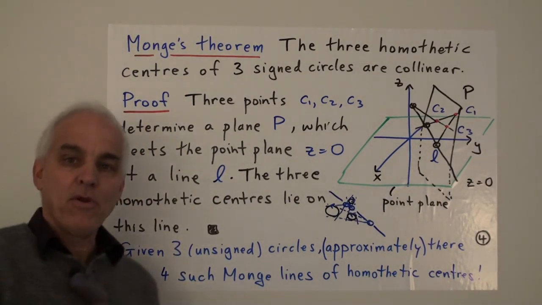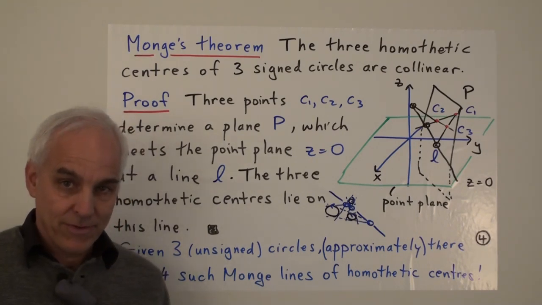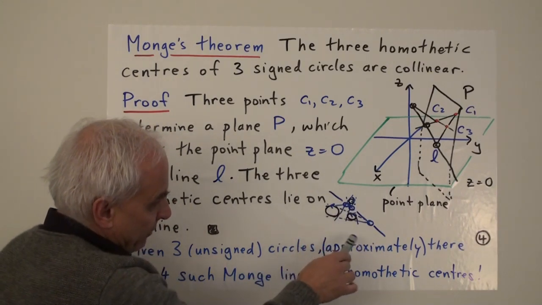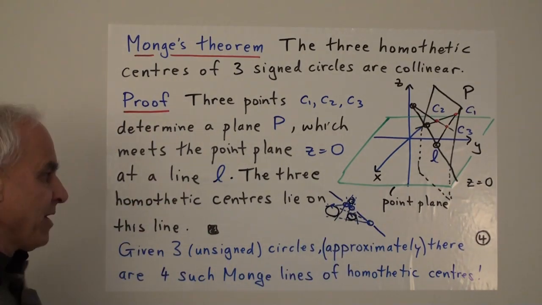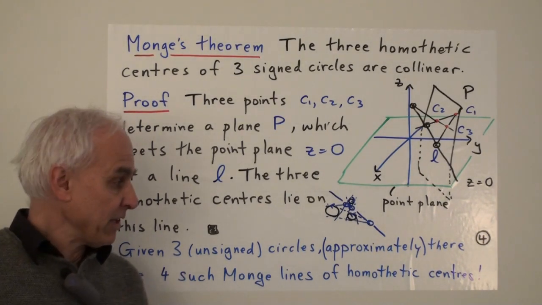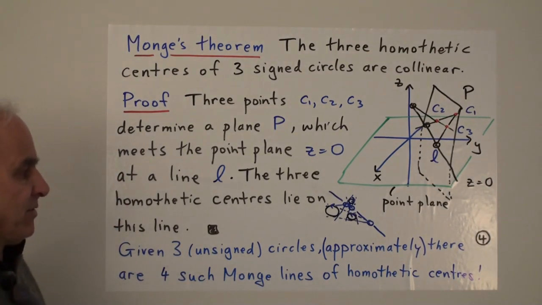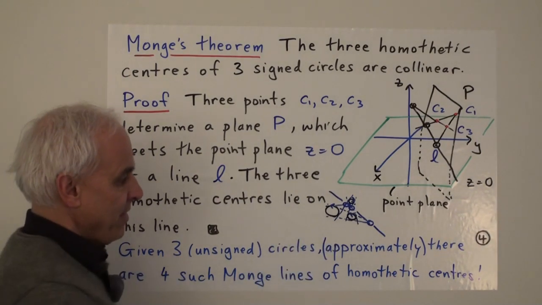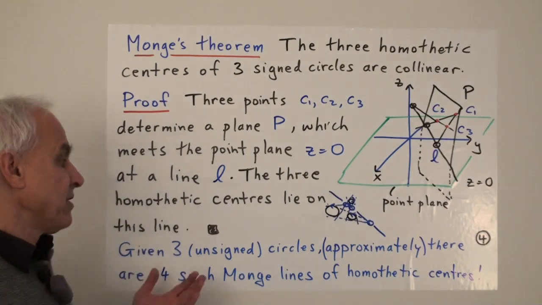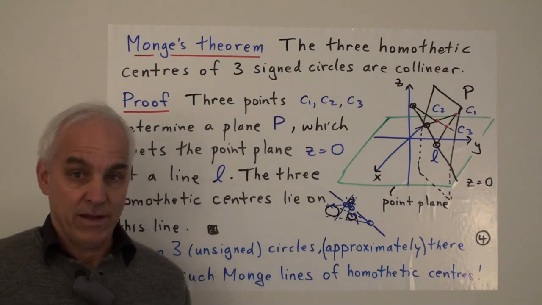All right, but that was only one of actually 8 possible ways of orienting those 3 circles. Now if we had oriented each one of them in the opposite way, well, then the homothetic centers would be unchanged. There's really only 4 essentially different ways of orienting the circles with respect to each other. So we end up getting 4 such Monge lines of homothetic centers. That's one of them, but there will be 3 more. It's a very nice configuration that naturally goes with 3 circles in the plane.